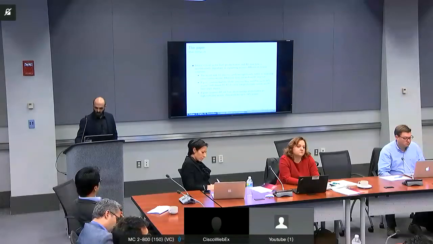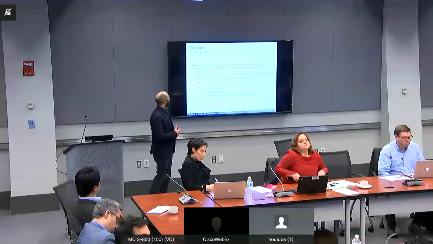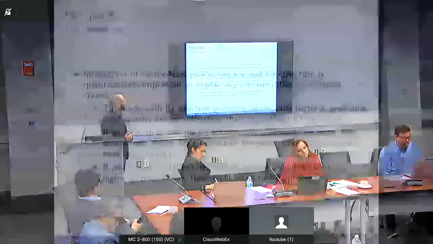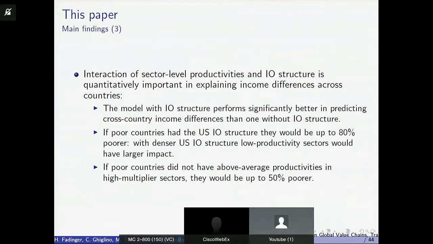So, from that, of course, it will follow that the interaction between productivities and I/O structure will have something to say about explaining income differences across countries. Namely, the fact that we have an I/O structure will allow us to significantly better predict relative income differences across countries compared to a model that just aggregates the sectoral productivity differences, but disregards any input-output linkages between sectors.